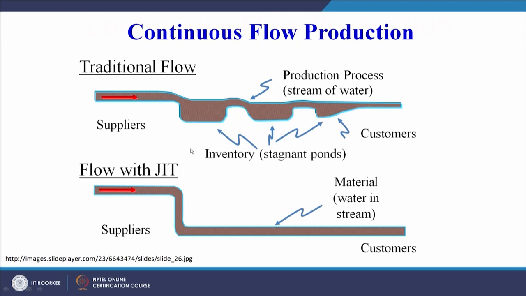And when we use the JIT philosophy, these are our suppliers. We get the material at the right time, at the right place, and in the right quantity, and we can see we can have a continuous flow production line. So material is flowing without being stored at any other place. Here we have buckets of material, which we can say is the inventory that we have to manage if we are not following the JIT philosophy. But if we are following JIT, there are no such stagnant ponds representing the inventory.